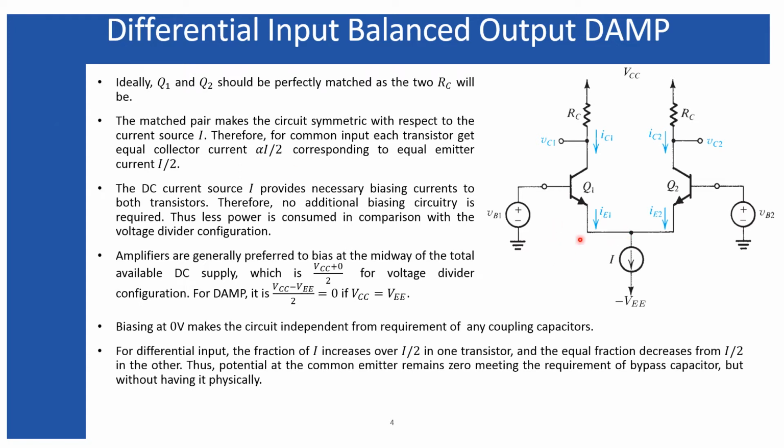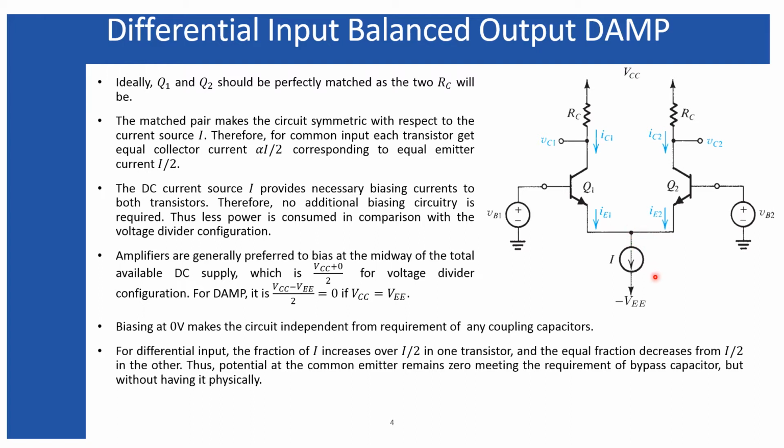Later on, we will see that when we apply a differential input instead of a common input, the current in one transistor, if it increases over the DC biasing current, which is I by 2, then the current in the other transistor gets decreased by the same amount. So when one transistor is pulling the current, the other transistor is pushing the current. With respect to this node, the phase of the currents is always opposite to each other, so the potential across the current source is always 0.